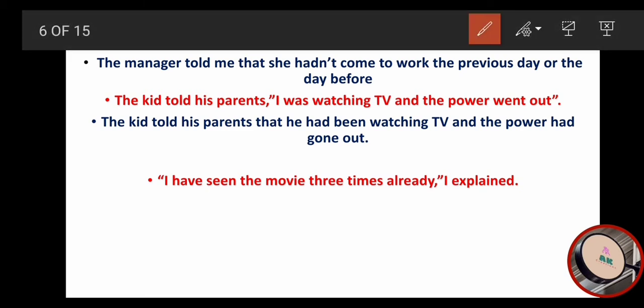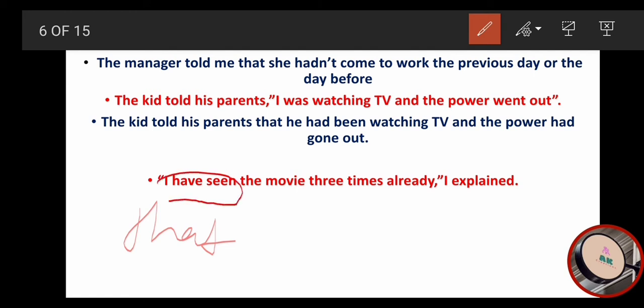So you have to change. First, what you have to put? Yes, reporting clause. You're not supposed to change a pronoun. If there is an I, you don't change that into he or she. So you're not supposed to change that. I explained. Same thing. Write it down. Then that. After I explained, you have to use that. Okay. I explained that.